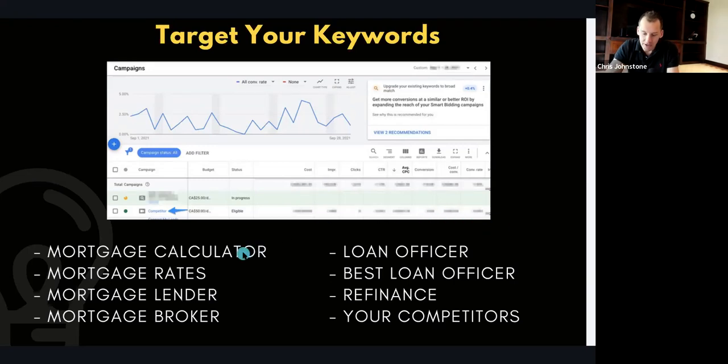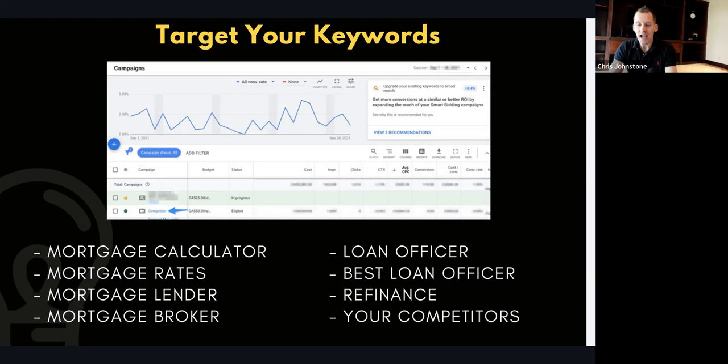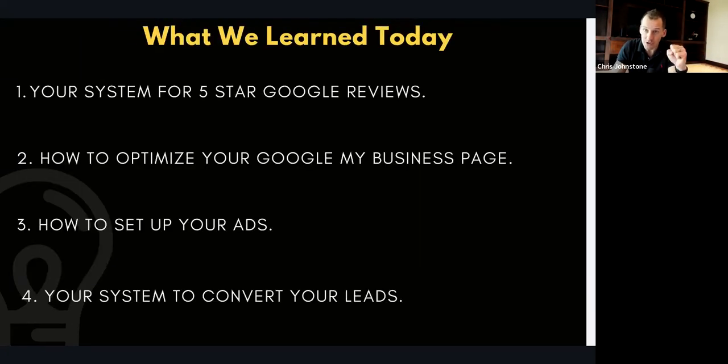I gave you a shortcut here. So we want to use mortgage calculator, mortgage rates, mortgage lender, mortgage broker, loan officer, best loan officer, refinance, and then all of your competitors' names as keywords in your campaigns. And again, start with those. You can branch out if you need more traffic after that, but those will bring you in the highest quality searches and the highest quality consumers up front. Again, track your results and your closings so you know what your return on investment is. So I realized that was a little bit like drinking from a fire hose, but that's what it takes.